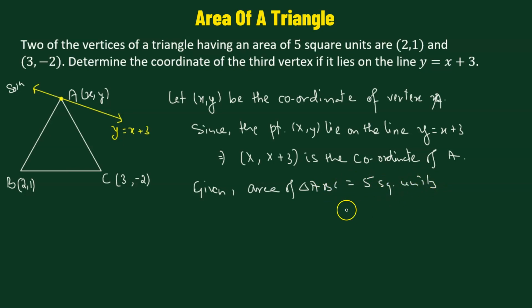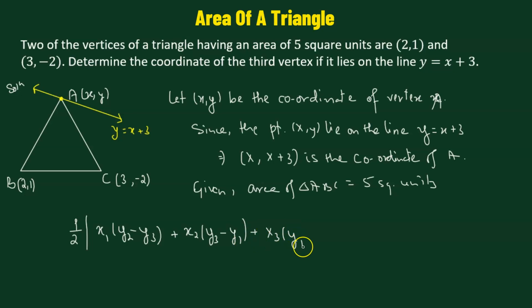Now how do we find out the area of a triangle whose vertices' coordinates are given? All we have to do is take half and multiply it to the absolute value of x1 times (y2 minus y3) plus x2 times (y3 minus y1) plus x3 times (y1 minus y2), and this is going to be the area of the triangle. Here (x1, y1), (x2, y2) and (x3, y3) are the coordinates of the vertices. All we have to do is substitute the respective values.